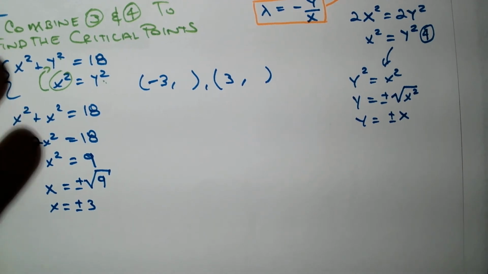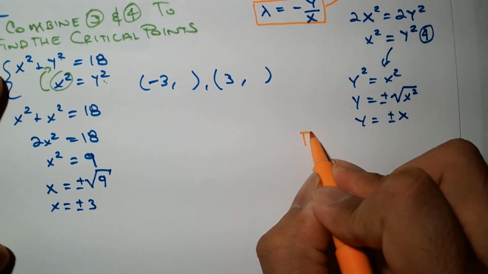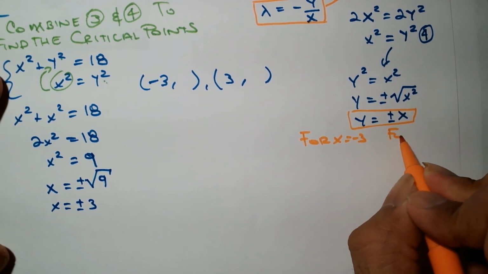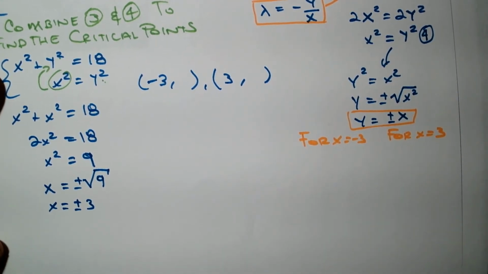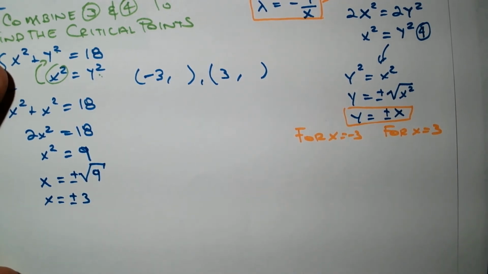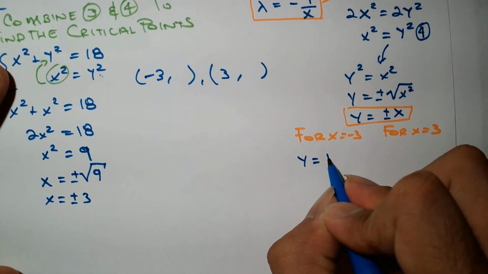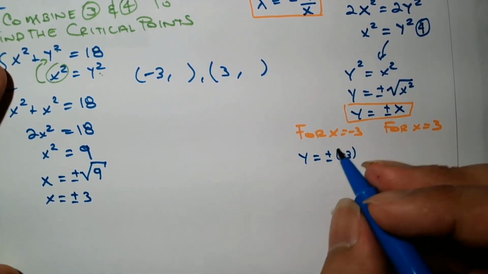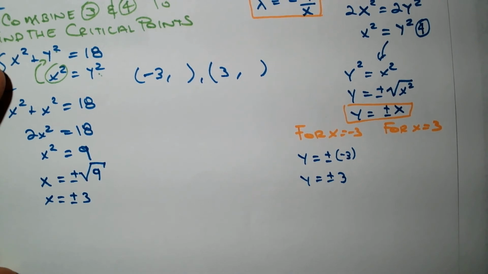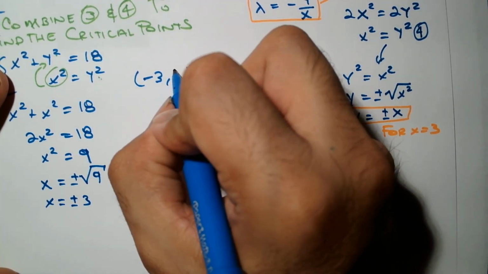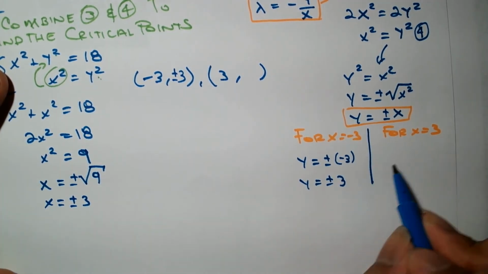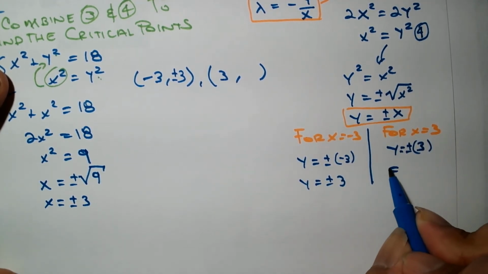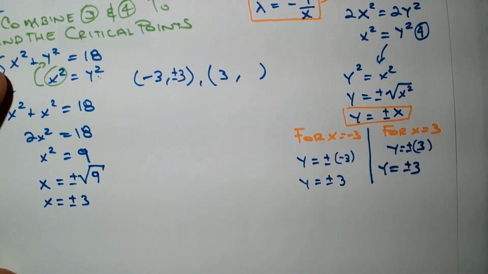So in this case, I'm going to do two calculations. One for x equals negative 3 and another one for x equals 3. So for x equals negative 3, I'm going to have y equals plus or minus the quantity negative 3, which is simply plus minus 3. And that plus minus 3, I'm going to put it here. For x equals 3, I'm going to have plus minus the number 3, which is simply plus minus 3. Another plus minus 3.